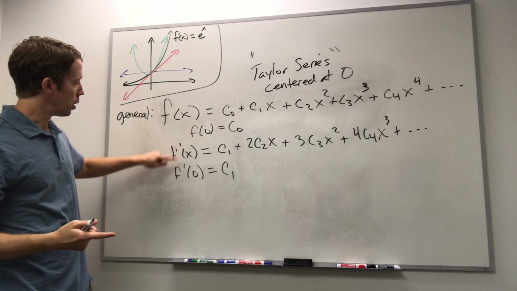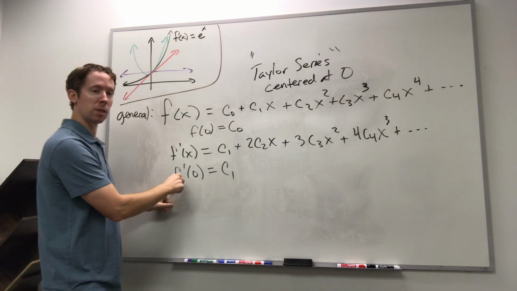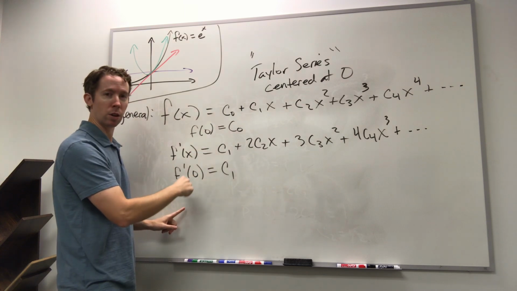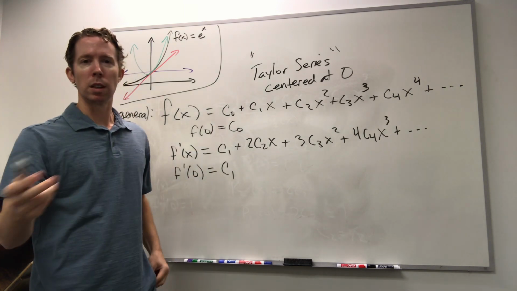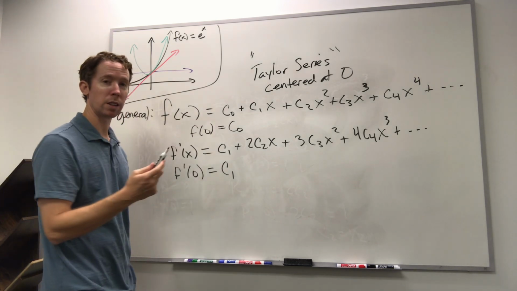At this point, you may say, oh, to find c2, I'm just going to do f double prime of 0 equals c2, and to find c3, third derivative evaluated at 0. Let's check that and see if that actually works. If it does, that would be awesome.